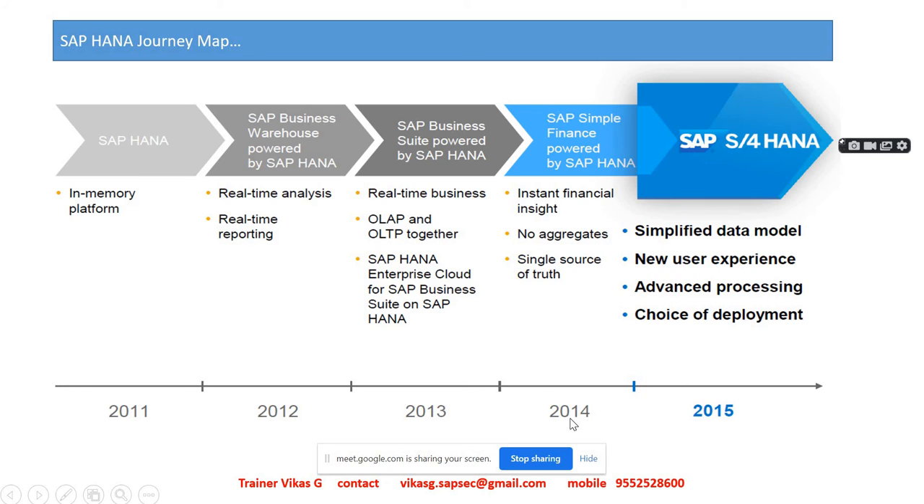Then in 2014 they converted the complete finance module into the S4 HANA way, calling it SAP Simple Finance powered by HANA. And in 2015 most of the core modules of ECC were converted into the SAP S4 HANA format, and they released this software, SAP S4 HANA, in 2015. Okay, so any query until here?